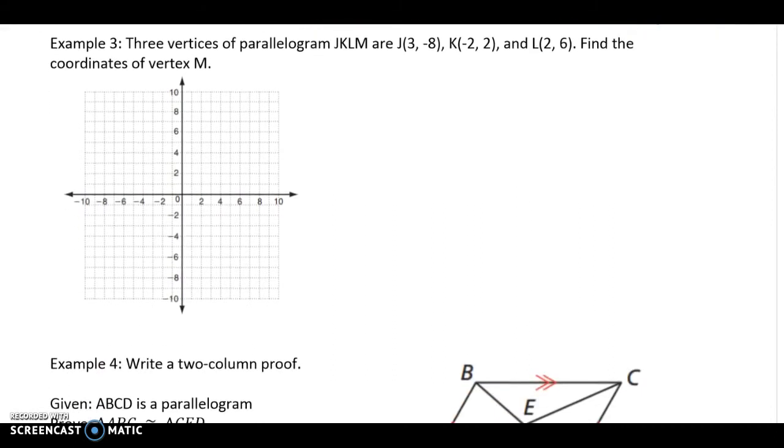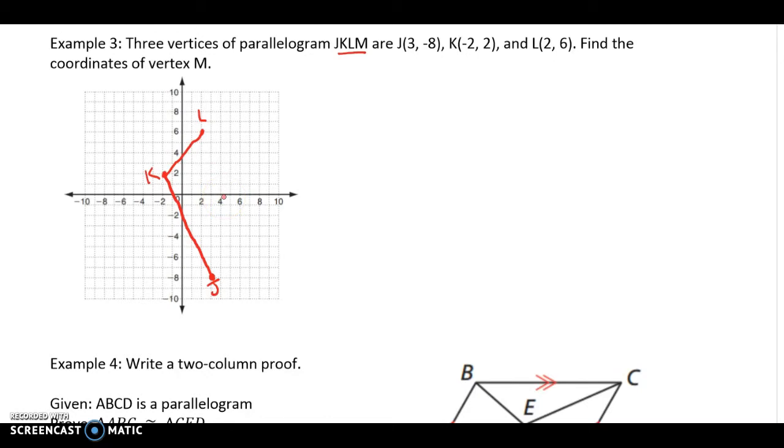So, example 3, we've got 3 vertices of our parallelogram and we need to find the last one. So here, personally, the easiest thing for me is to graph it. So let's plot our points. All right, so those are the 3 points that I have, J, K, and L. And remember, look at the name here, and this will tell you which order to connect the dots. So I should connect J to K, K to L, and then L to some phantom M. And remember, we need to find that point.